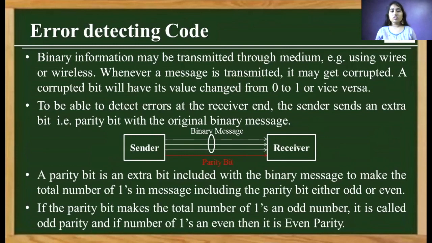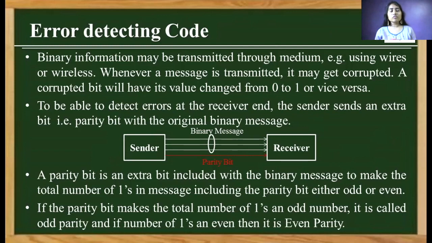But if due to noise a change in a bit occurred, the receiver receives a message with an odd number of ones, that means the receiver has a message with error. So this is how the receiver can detect error. Here the sender sends the message with even or odd parity, and the receiver receives the message with even or odd parity number of ones.